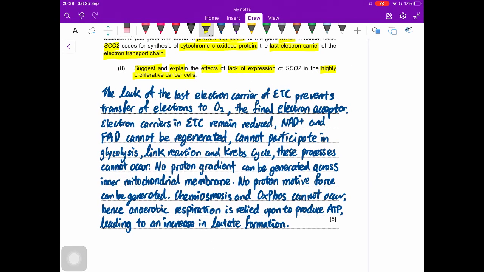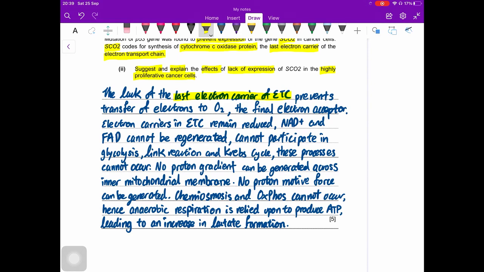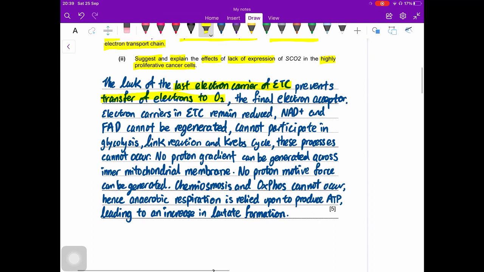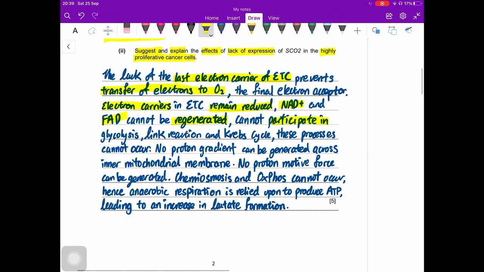So the lack of your last electron carrier of your electron transport chain prevents transfer of electrons to your final electron acceptor, molecular oxygen. And because your electrons are not allowed to flow all the way to the end, the final electron acceptor, your electron carriers remain reduced, NAD+, FAD are not regenerated, and therefore they cannot participate in your 3 reactions prior to oxidative phosphorylation. And then, because they cannot participate, these processes cannot occur.